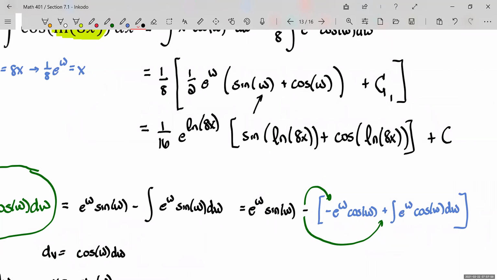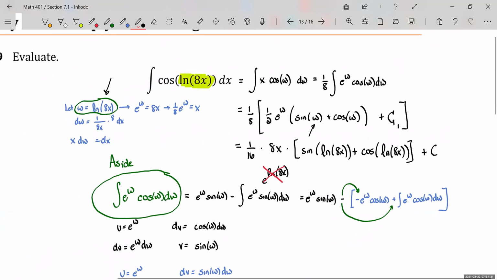Now, I'd love to say that's it, but honestly, e to the natural log of 8x is 8x. So if you don't mind, rather than rewriting the whole silly thing, I'm going to grab that guy right here, move it down, and just put in its place 8x. Obviously, 8x over 16 is x over 2. I'm just too lazy to write it out. But there you go.